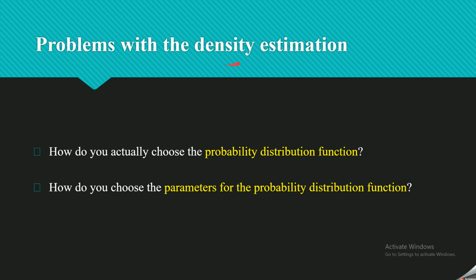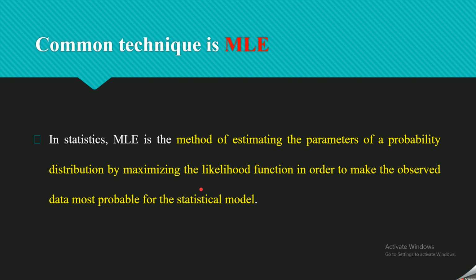Now what are the problems with this density estimation? You must be wondering, how do you actually choose the probability distribution function, that is the bin value, and how do you choose the parameters for that probability distribution function? So these are the problems of latent variables. If you recollect, I mentioned this initially. One of the most common techniques of solving this problem is MLE, maximum likelihood estimation.